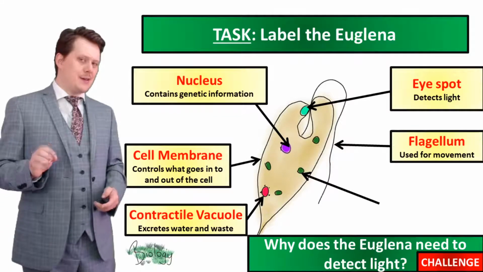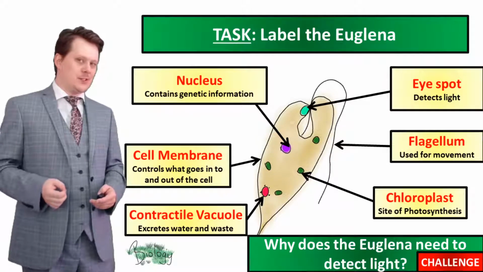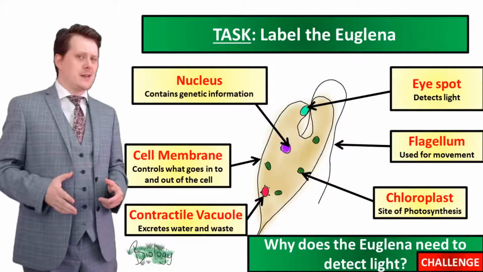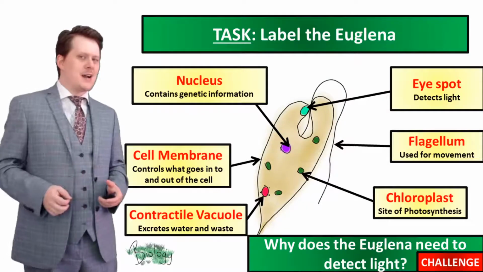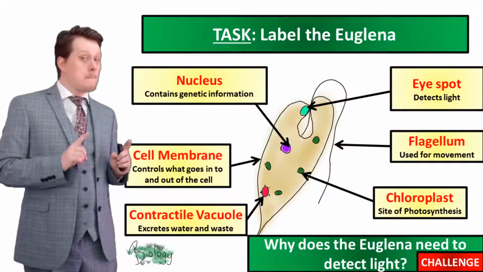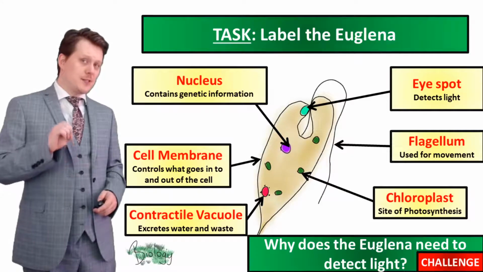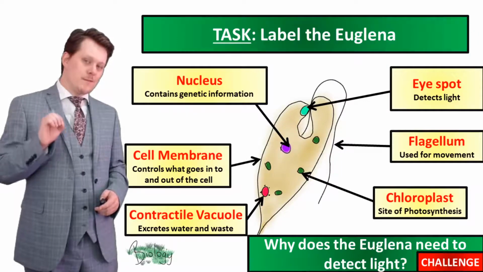And our Euglena also has chloroplasts, which are the site of photosynthesis. So if you've had a think about why the Euglena needs to detect the light, this is so it can use its flagellum to move where there is a higher light intensity, so it can do more photosynthesis, because remember, photosynthesis produces glucose. Our Euglena is producing its own food.